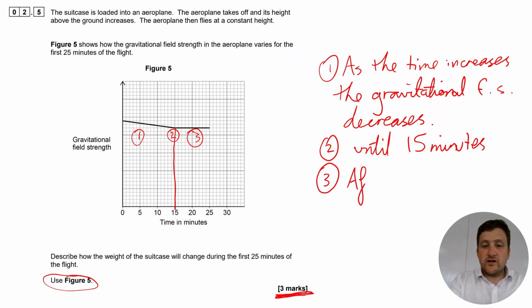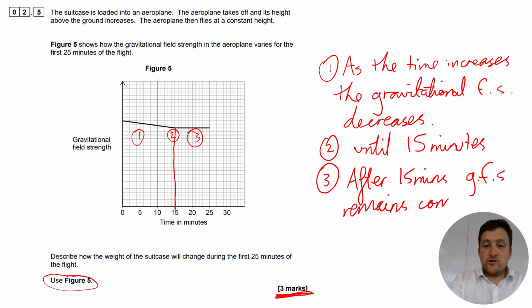After 15 minutes, the gravitational field strength remains constant. It's really important you look at the number of marks for a question like this, because the number of marks will make a difference. If it was a 2 mark question, you might not have to say a certain aspect of it, but where there are 3 distinct parts, you're going to say 3 marks worth of things. Okay?